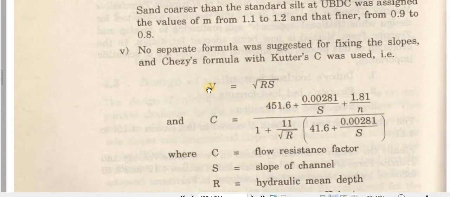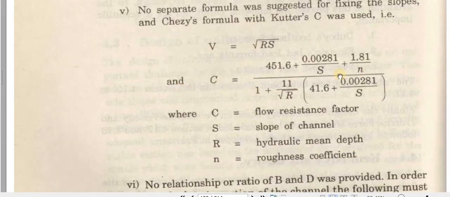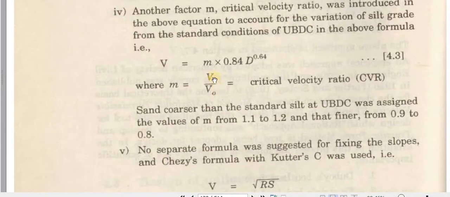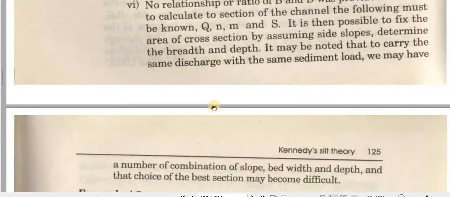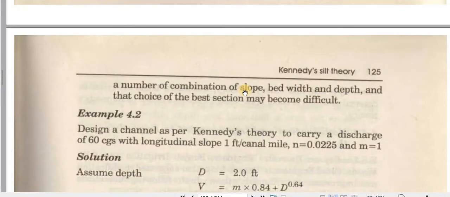Again we have Chezy's equation, and the value of C is to be incorporated into this. V is equal to C under root of RS. In C we have the value of N, we have the value of S, and we have the value of R, R being the hydraulic mean depth. So in Kennedy theory there was no relationship or ratio of B and D. There was a relationship of only velocity and depth. So the depth and bed width are not correlated in this theory.